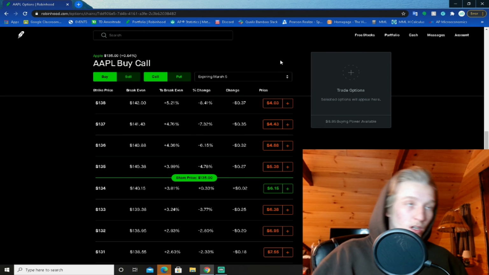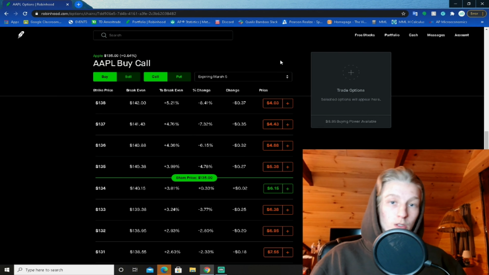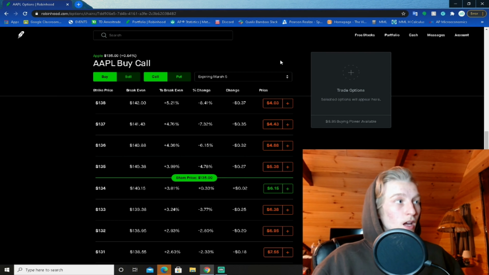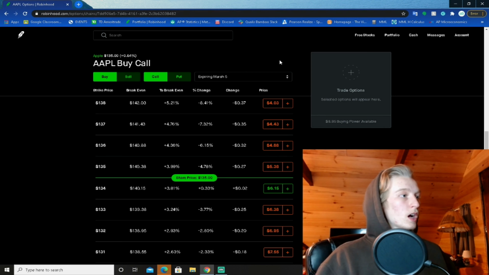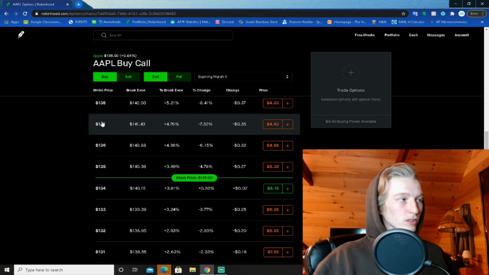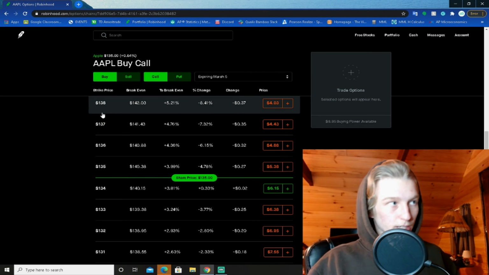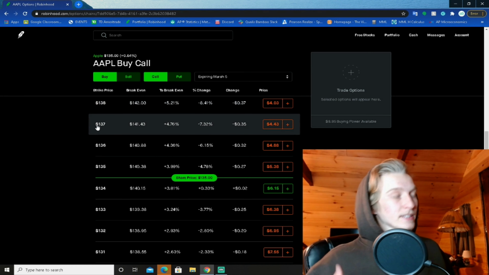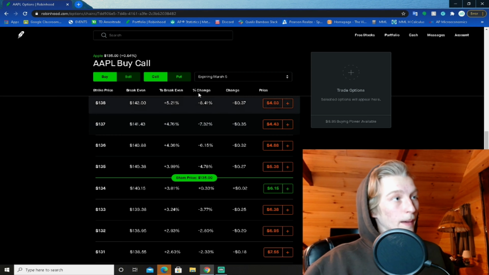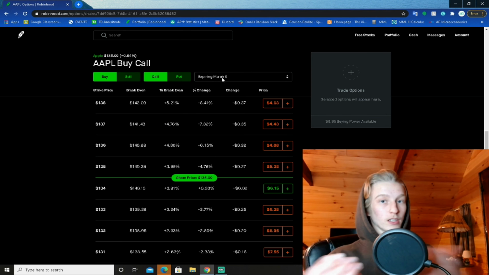So what is an option? An option is basically an agreement between two traders to buy 100 shares of a security at a specific price by a specific date. It's as if I'm telling you, I want to buy 100 shares, aka one contract, because all options trade in contracts, which is 100 shares, from you at $137 a piece by March 5th. So it's just like you and I.